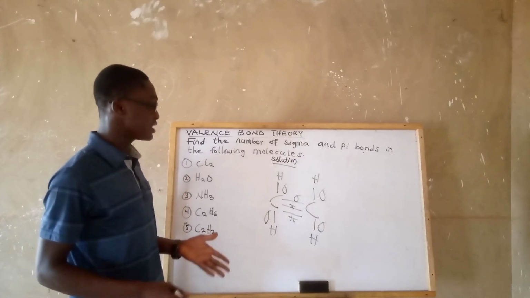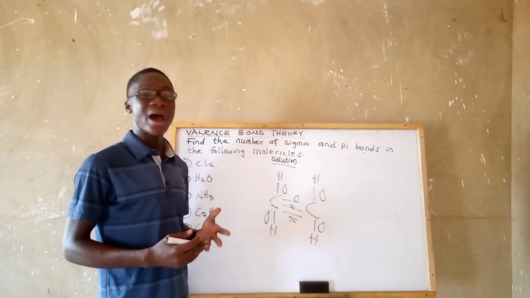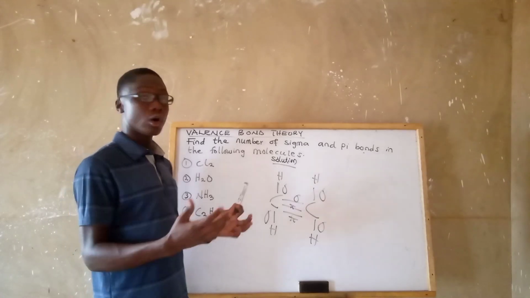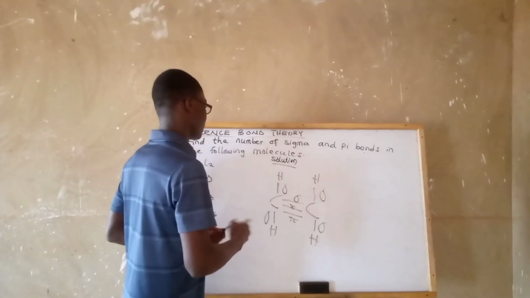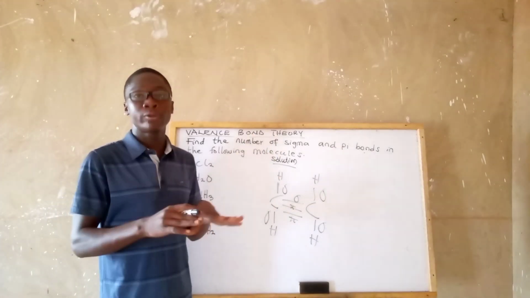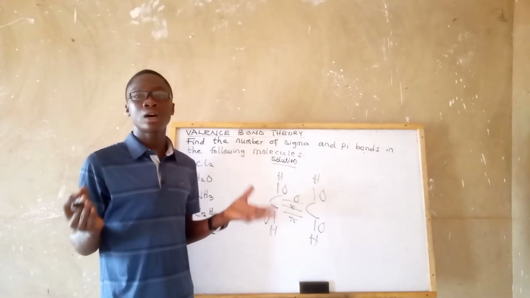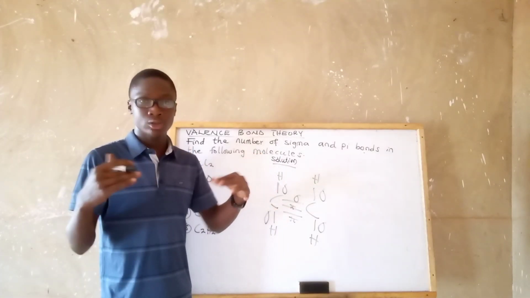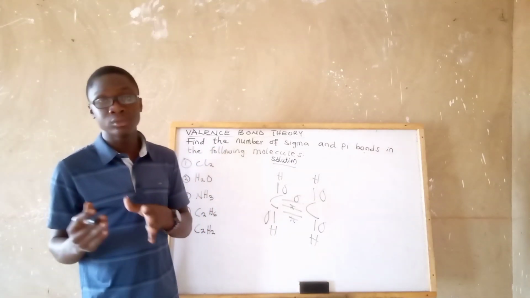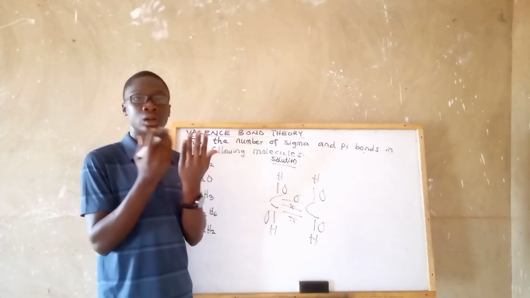So this is a simple way of showing the pi bonds and the sigma bonds. You can also go the long way, like showing the water molecules, how the orbitals overlap to form the sigma bonds and the pi bonds. The sigma bonds are formed when the orbitals overlap on the same axis or head-on, and the pi bonds are formed when the orbitals overlap laterally, side by side, or parallelly.